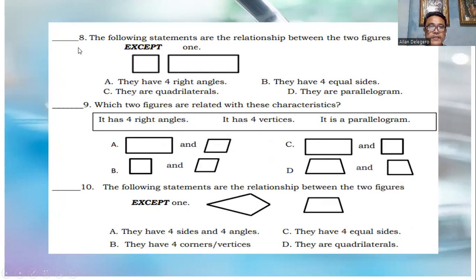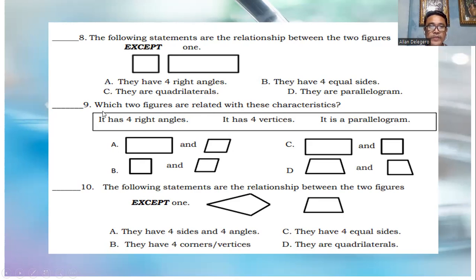Number 8. The following statements are the relationship between the 2 figures except 1. Okay, look at these 2 figures. A, they have 4 right angles. B, they have 4 equal sides. C, they are quadrilaterals. D, they are parallelogram.